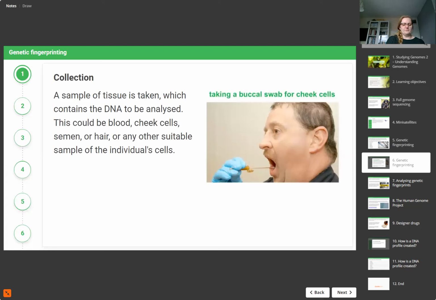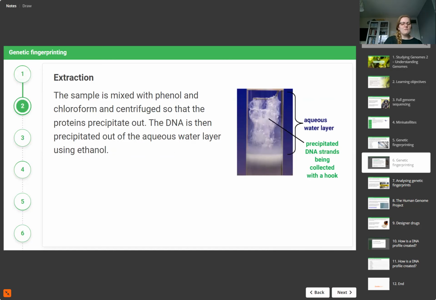So what do we do first of all? So we go through collection. A sample of tissue is taken, which contains the DNA that needs to be analysed. It can be lots of different things. It could be blood, cheek cells, semen, or hair, or any other suitable sample of individual cells. So for example, if it's a crime scene, if there's some blood, we would take it from there. So in that image, a buccal swab is being taken of cheek cells, and it has to be quite rough on cheek cells to actually get the cells off rather than just saliva, but we can get it from saliva as well. And then we extract it.